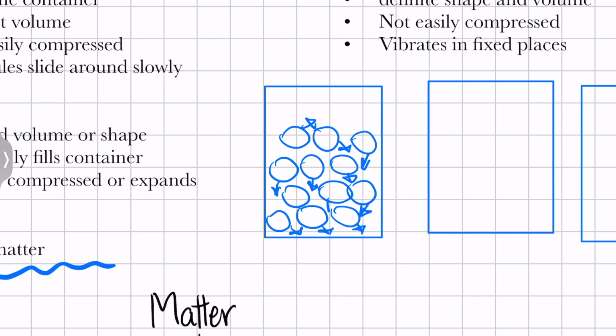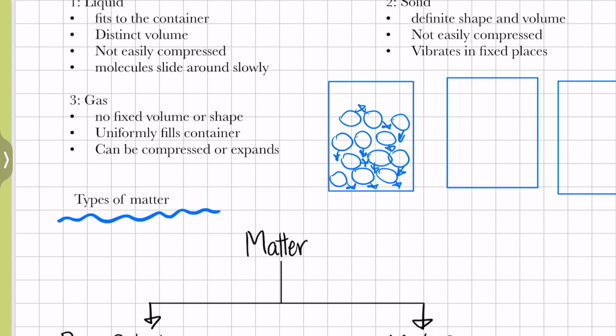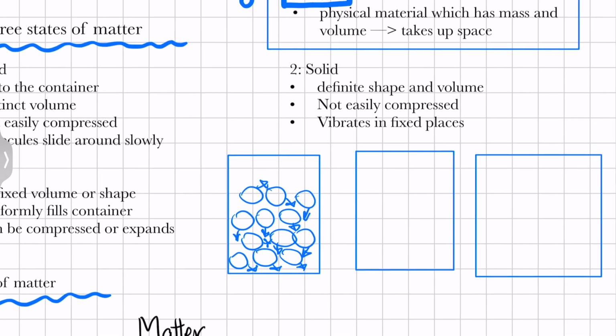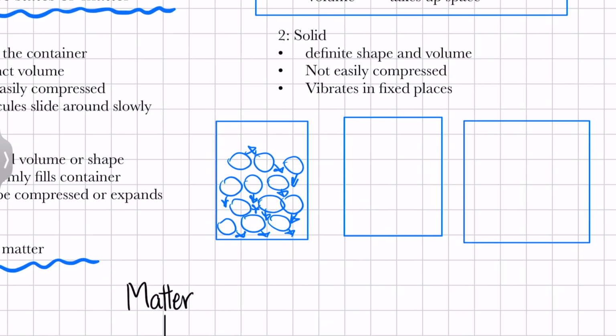This is also why they can fit into any shape of container you put them in, because they can move around and fit into all the crevices. The second one will be a solid.